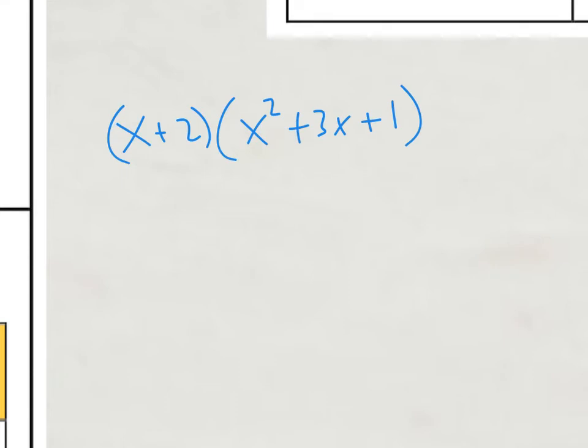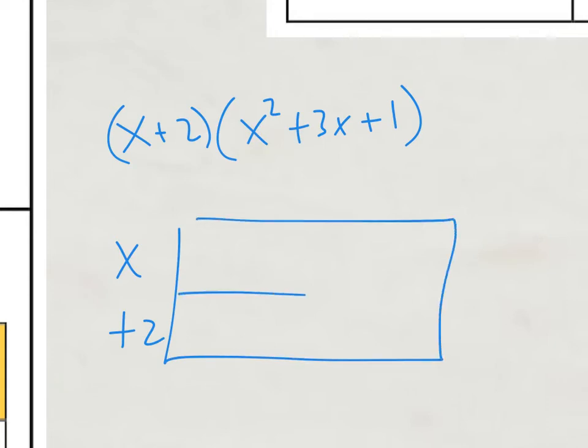And by the way, this would work if we have something like x plus 2 times x squared plus 3x plus 1. Well, we can make an area model, x plus 2. Let's get a rectangle here, and we can break it up into 6 spots. x squared plus 3x plus 1.